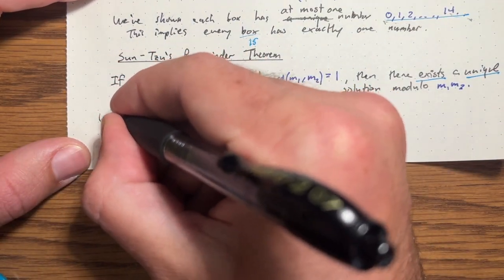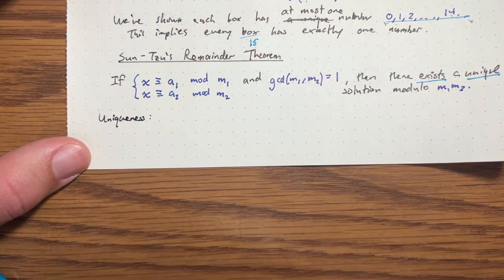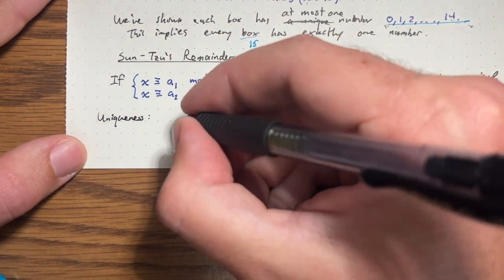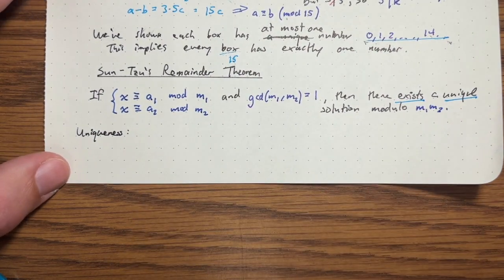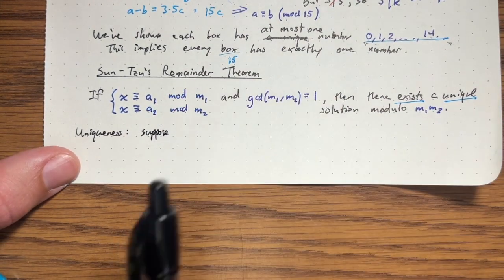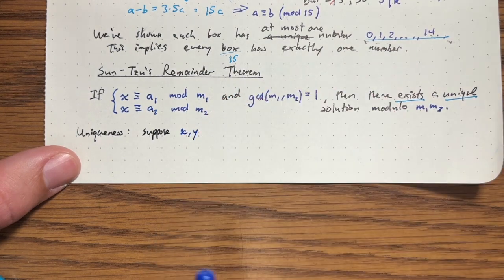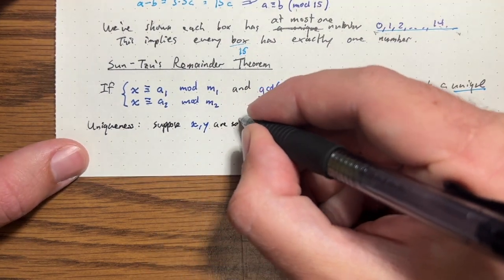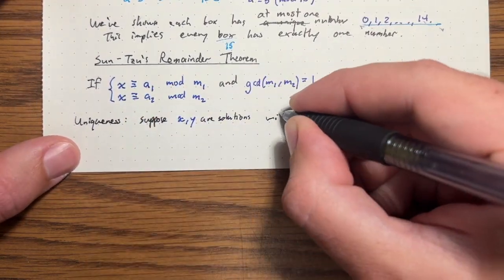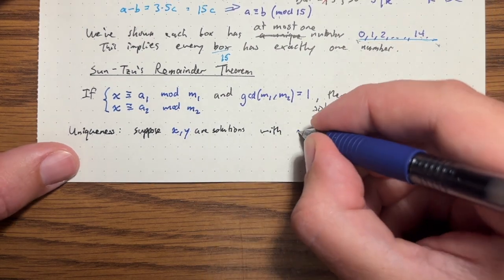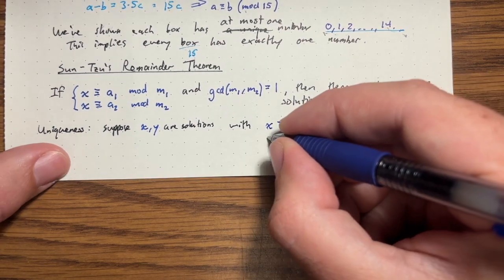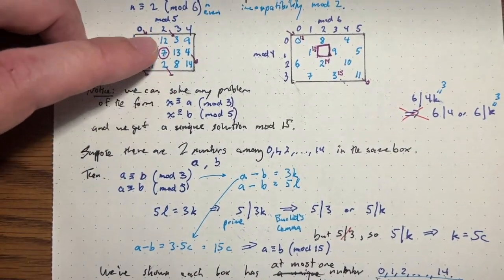So let's look at the uniqueness part first. Suppose we had 2 different solutions. Okay, so suppose we had 2 different solutions modulo m1 m2. So suppose x and y are solutions to this system, with x being congruent to y, so again, we're going to say they're actually in the same box.